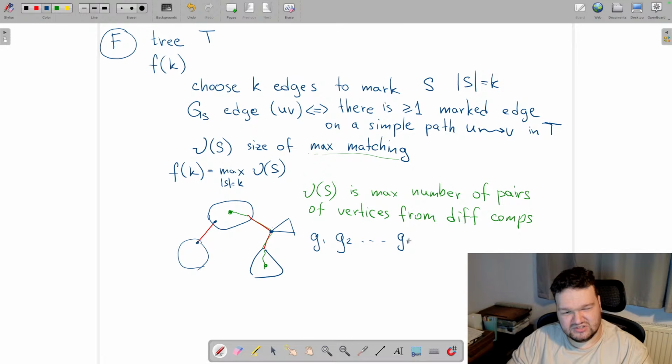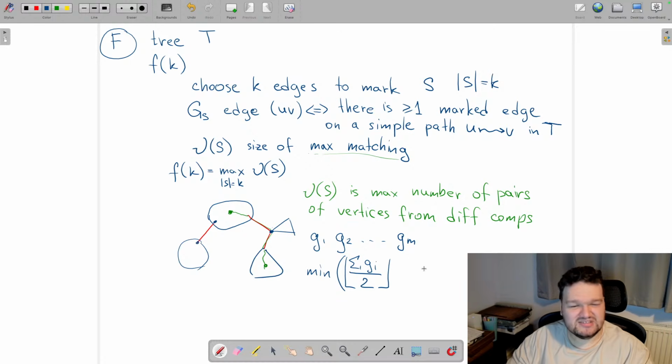given by those numbers, then the maximum number of pairs is the minimum of, well, just the total number of elements divided by 2 rounded down, because we cannot make more pairs than this, just in general, and the sum of all values minus the maximum of them.